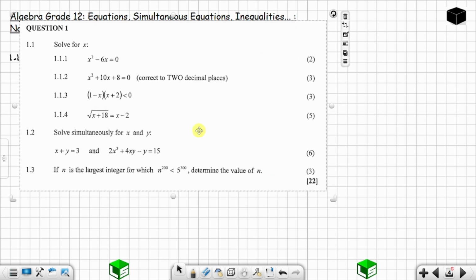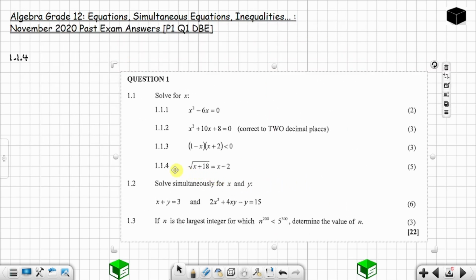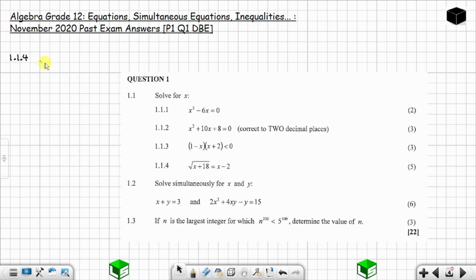Okay, you can see. So question 1.1.4. This is the question. Let's have it down. The square root of x plus 18 is equal to x minus 2, right? This is what we have here. And the question is 5 marks. You need to solve for x.